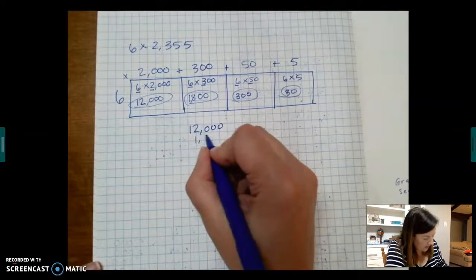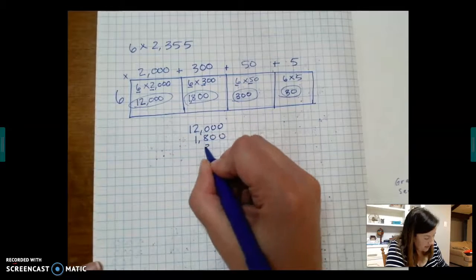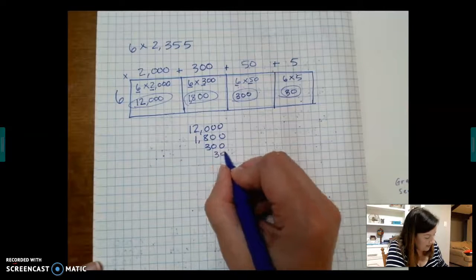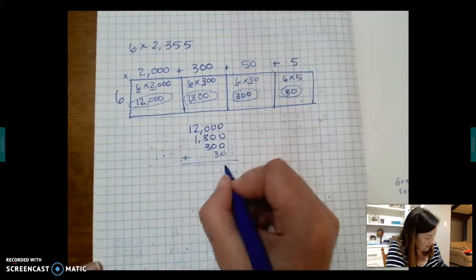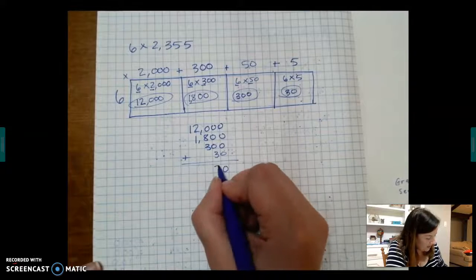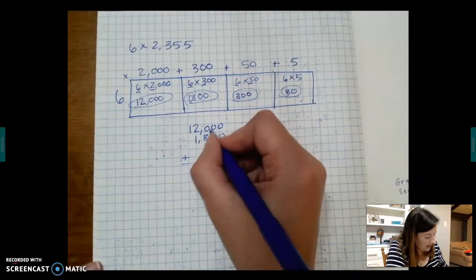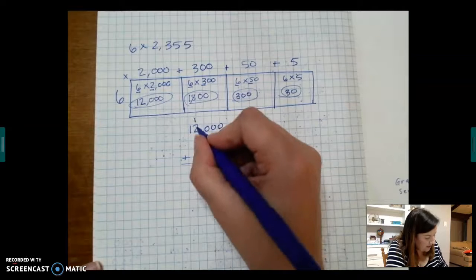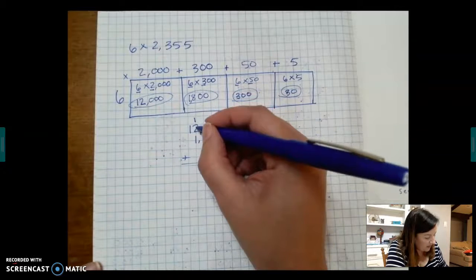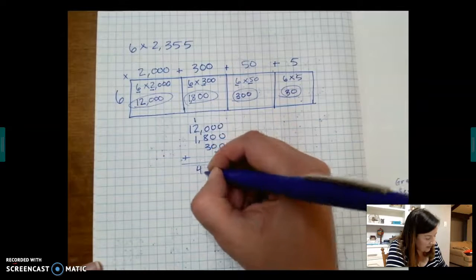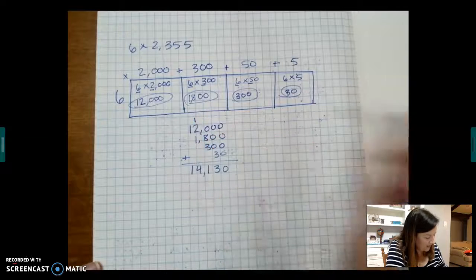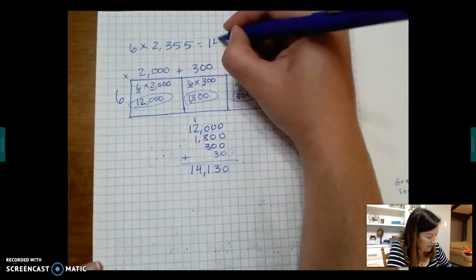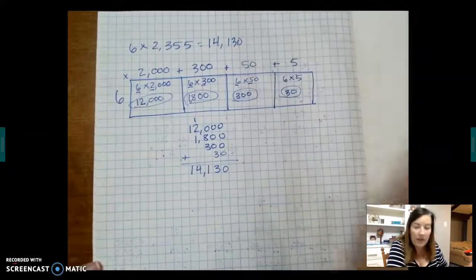12,000, 1,800, 300, and then 30. 1's place is 0, 10's place is 3, 100's place is 8, 9, 10, 11. 1,000's place is 2,000, 3,000, 4,000. 10,000's place is a 1. So final answer is 14,130.